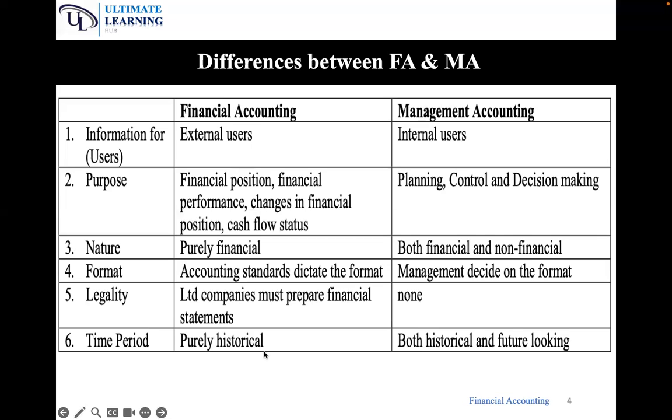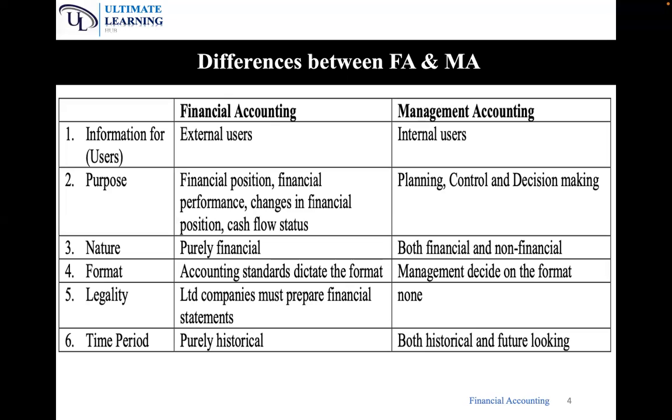In other words, they are historical, while management accounts are both historical and future-looking. In other words, if you want to prepare budgets, which are management accounts, you'll use information in the past to enable you focus on the future. So basically, these are the 6 differences between financial accounts and management accounts.